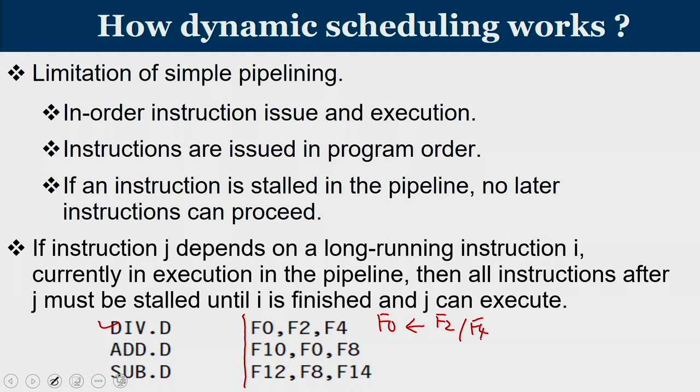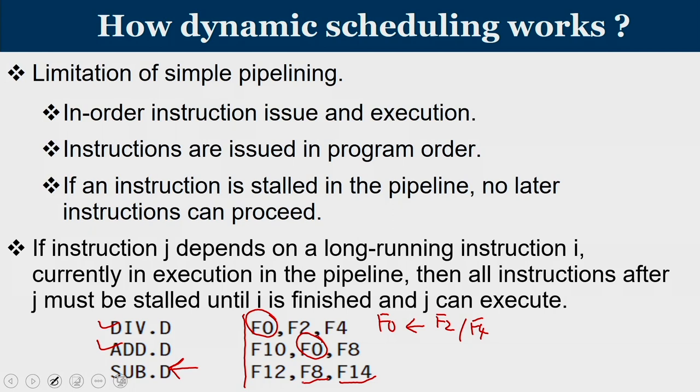Now, the very next add instruction has a RAW dependency on F0. So, even though the adder is free, the add instruction cannot proceed because the division instruction is taking a longer time. Now, look at the subtraction instruction. Let us assume that addition and subtraction are done in different units. You can actually do the subtraction because the operands of subtraction, F8 and F14, are available. The functional unit that carries out the operation is free, and the operands are ready. But in an in-order pipeline, the subtraction instruction is stalled because the previous add instruction cannot start, as its operands are not ready.